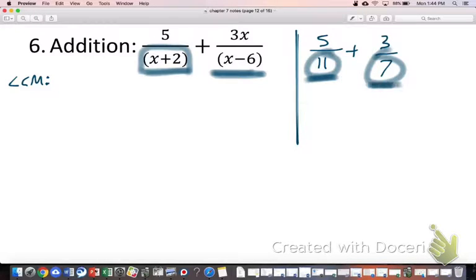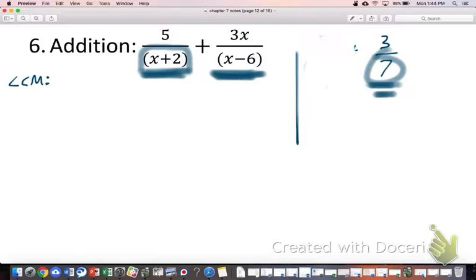So, over here, you guys told me that if I have a prime denominator like 11 and another prime denominator like 7, the least common multiple, or the common denominator, would be 11 times 7. Over here, I've got a prime denominator and another prime denominator. What would you guess the least common multiple would be? Those two multiplied together. Just like we did 11 times 7 to get that one, we would do x plus 2 times x minus 6.